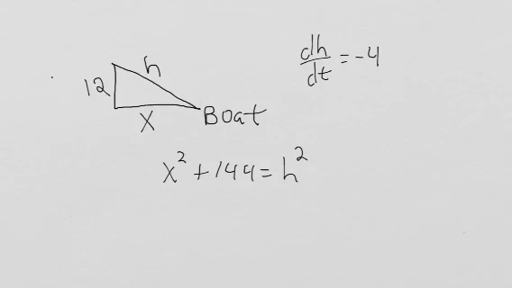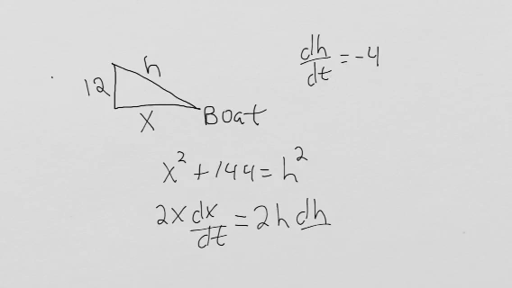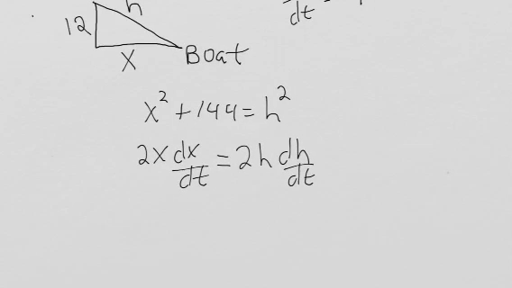All right, so we need to implicitly differentiate this. So we get 2x times dx/dt plus 0, because the derivative of a constant is 0. It's not changing, right? That 12 is stuck there. It's not moving, so the derivative is 0. Then we get 2h dh/dt. It tells us what h is. It says that h is 13 feet. That's the point at which we're trying to figure out the speed.